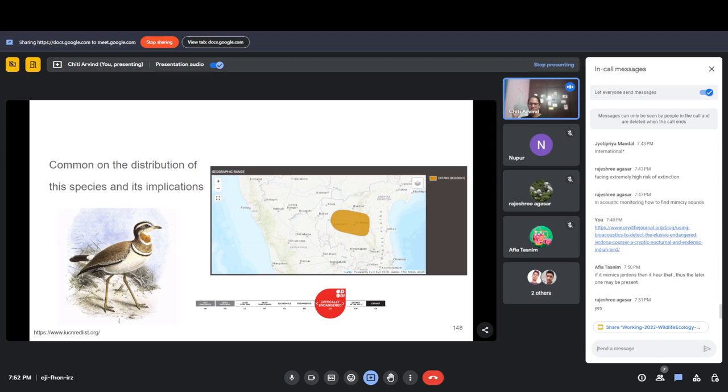So, I hope you guys get an idea of how we actually go about developing detection technologies and detection methods for such critically endangered species, and try and contribute towards conservation.